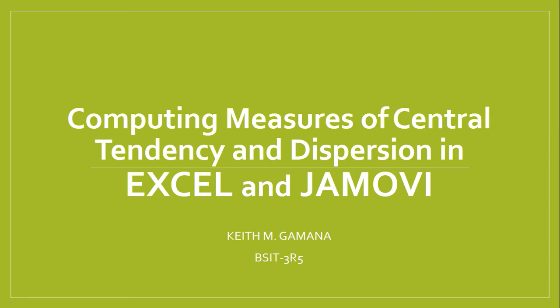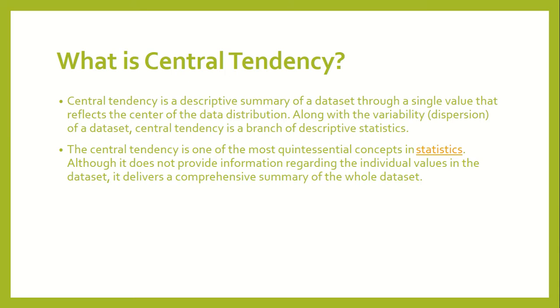But before that, let's know first the measures of central tendency and dispersion. So what is central tendency? Central tendency is a descriptive summary of a dataset through a single value that reflects the center of the data distribution. Along with the variability of a dataset, central tendency is a branch of descriptive statistics. The central tendency is one of the most quintessential concepts in statistics. Although it does not provide information regarding the individual values in a dataset, it delivers a comprehensive summary of the whole dataset.